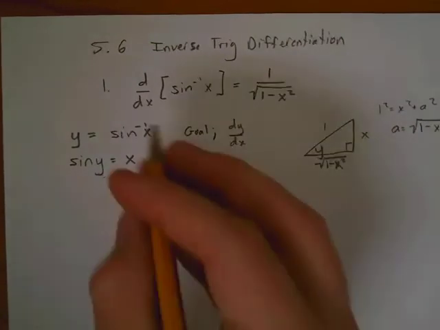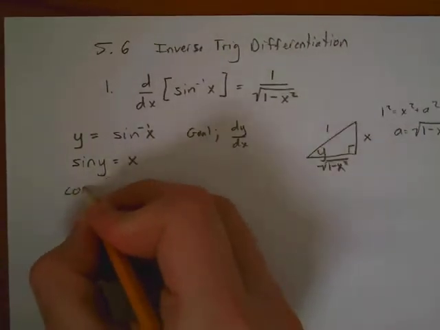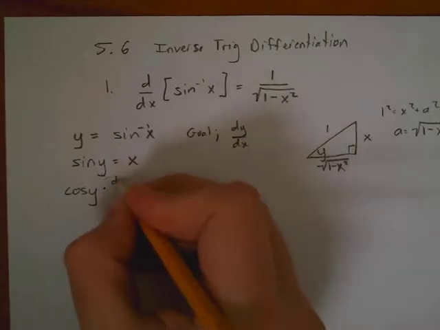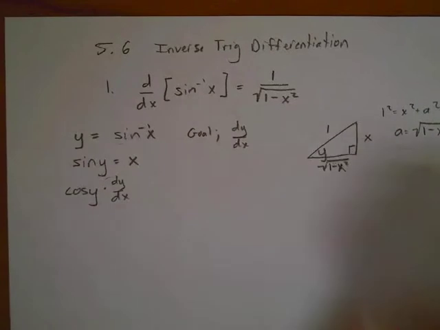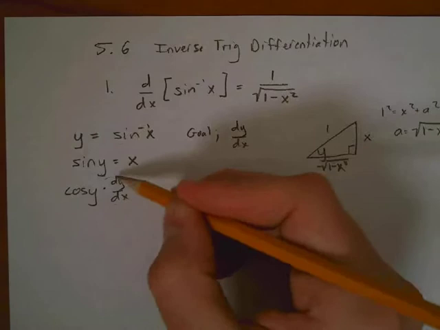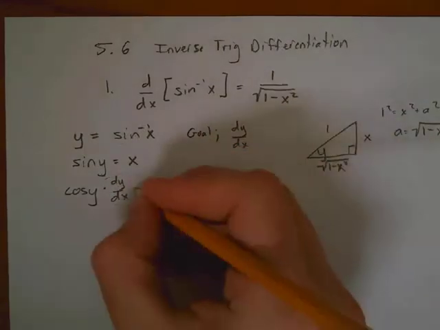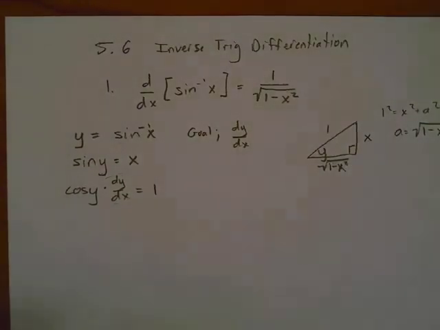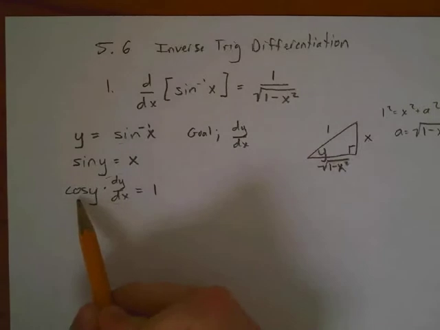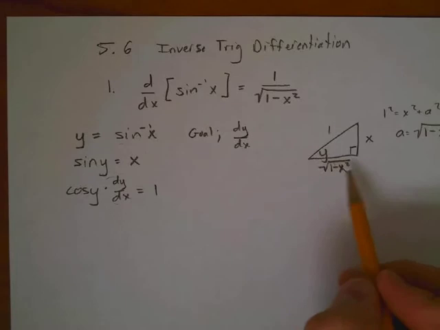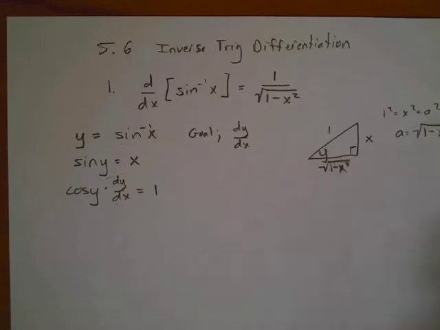The derivative of sine of y is cosine of y. Implicit differentiation says I need to chain on dy dx since y is a function of x. So essentially this is my answer right here, I just don't know what it is yet. And that's equal to the derivative of x, which is 1. We are almost finished actually. What is cosine of y? Well, here's y. Cosine is adjacent over hypotenuse, so it's the square root of 1 minus x squared over 1.